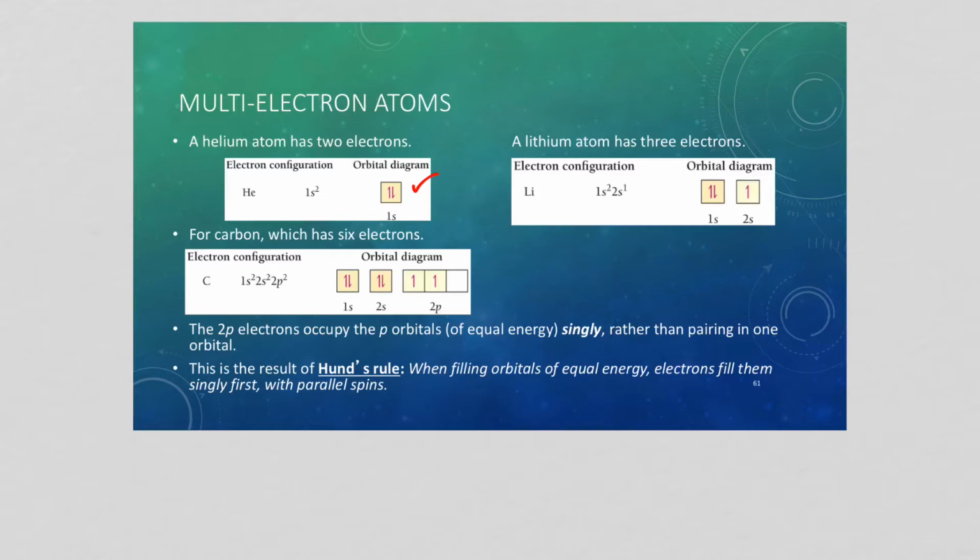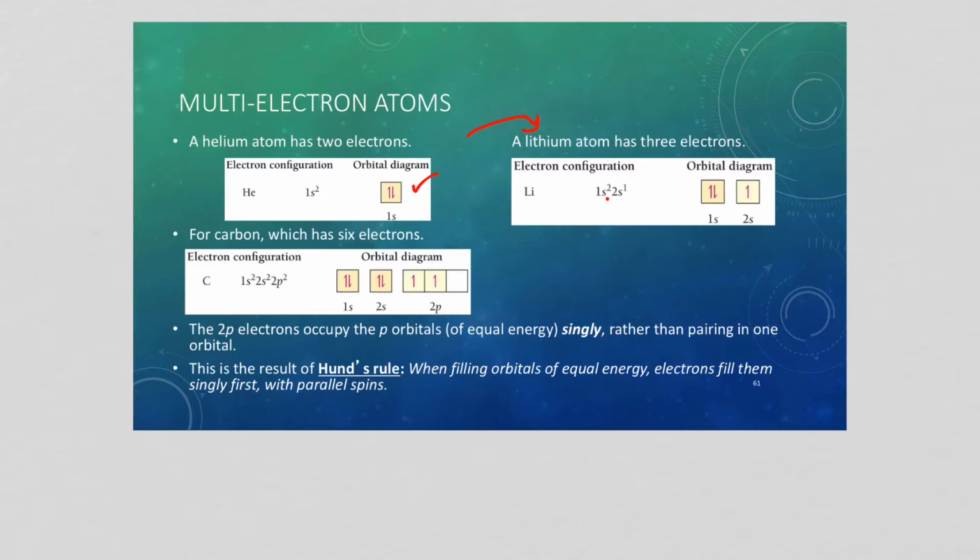So if we move to lithium, element number 3, with 3 electrons, we can see the third electron goes into the next orbital in our energy order, and that's the 2s. So we would have a configuration of 1s2, 2s1. Notice the superscripts add up to the total number of electrons. In the orbital diagram, we would have 2 electrons in the 1s paired up, and that single third electron in the 2s.